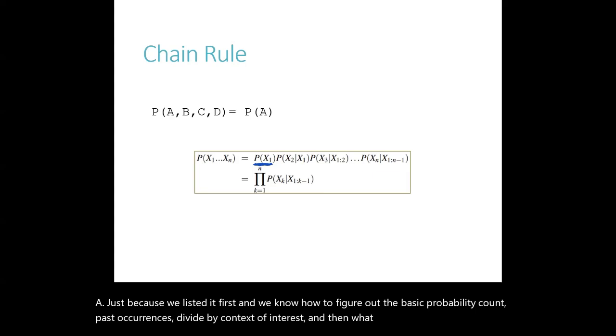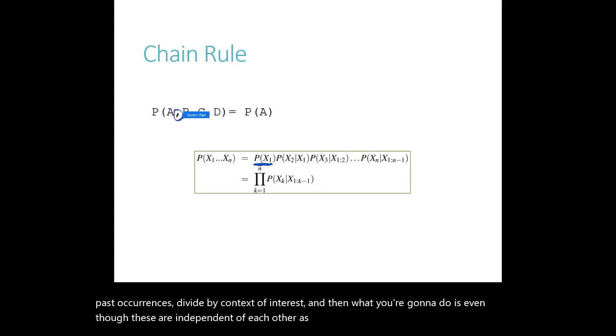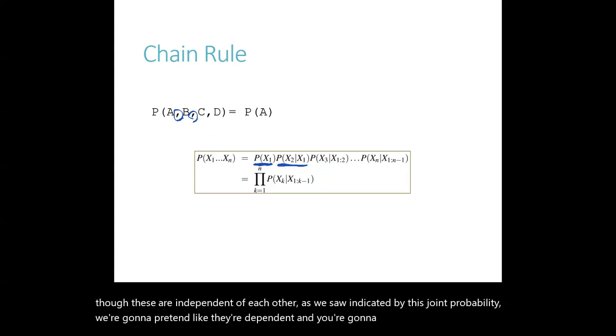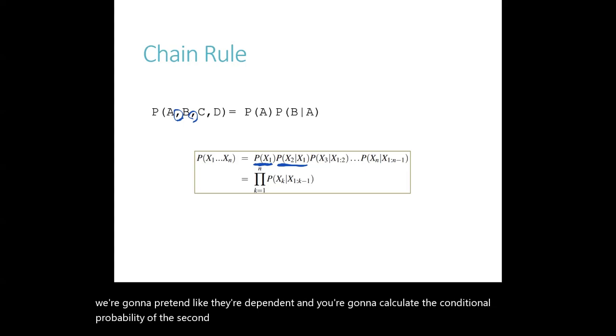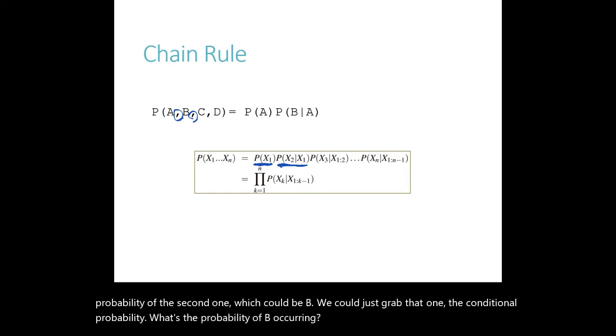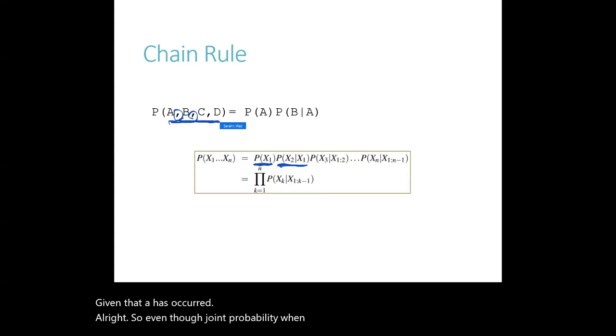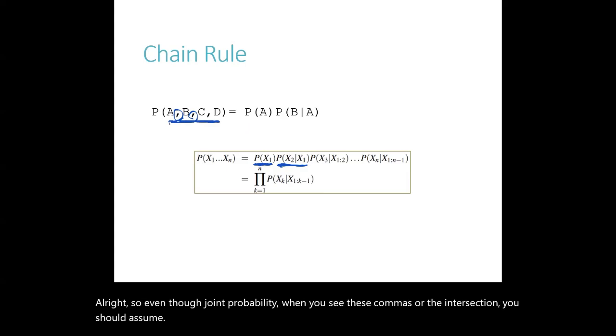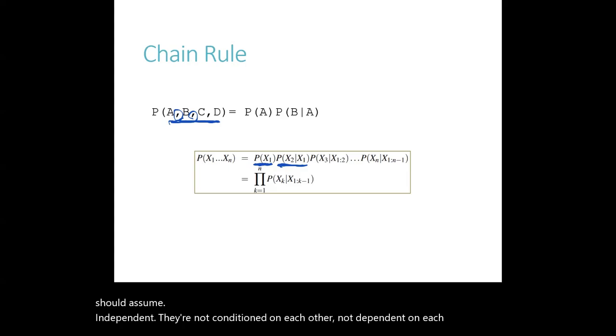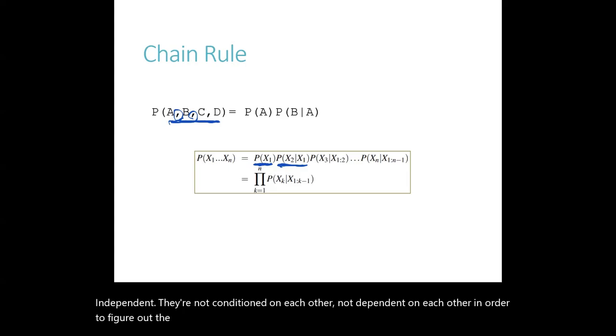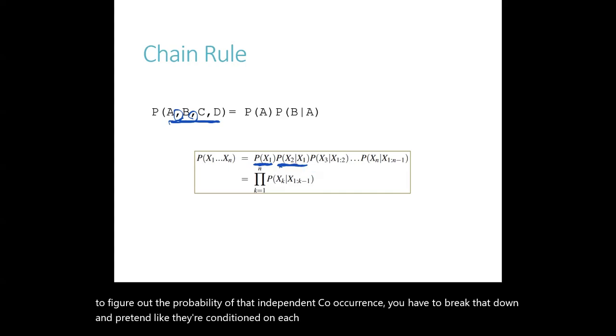And then what you're going to do is, even though these are independent of each other, as we saw indicated by this joint probability, we're going to pretend like they're dependent. And you're going to calculate the conditional probability of the second one, which could be B. We could just grab that one. The conditional probability, what's the probability of B occurring given that A has occurred, right? So even though with joint probability, when you see these commas or the intersection, you should assume independent. They're not conditioned on each other, not dependent on each other. In order to figure out the probability of that independent co-occurrence, you have to break that down and pretend like they're conditioned on each other.